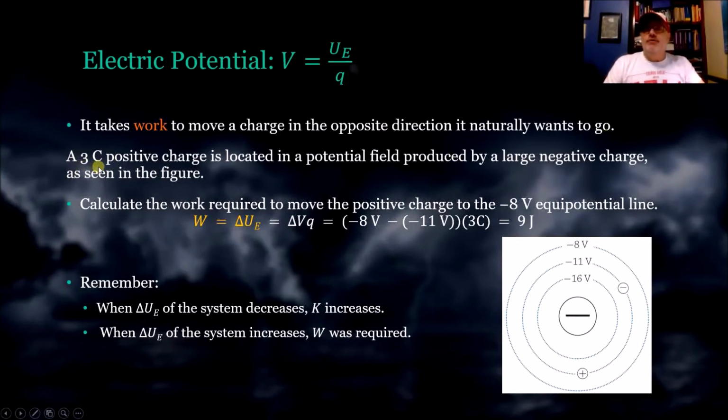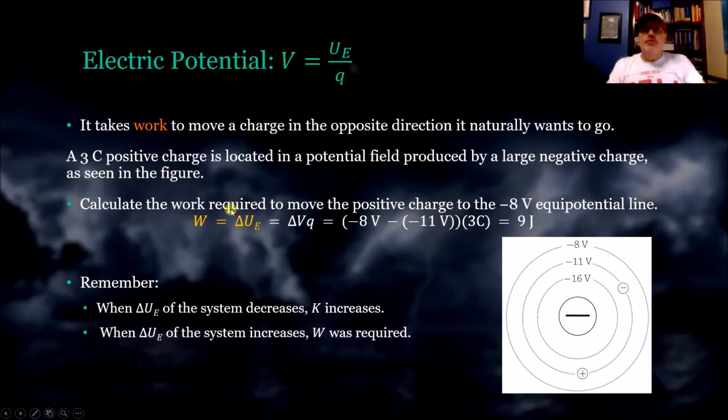All right, it takes work to move a charge in the opposite direction it naturally wants to go. So here we have a +3 Coulomb positive charge located in a potential field right here. So there's my +3 charge. Calculate the work it takes to move it to the -8 volt line. So we're on the -11 line. It naturally wants to move towards lower. It's starting at -11. It's attracted to this negative, wants to go down towards -16 volts, but I'm going to push it up this way to a higher potential. -8 is higher than -11.